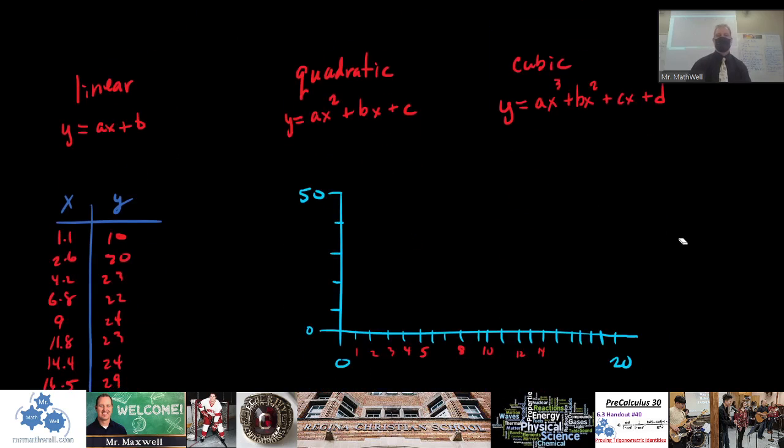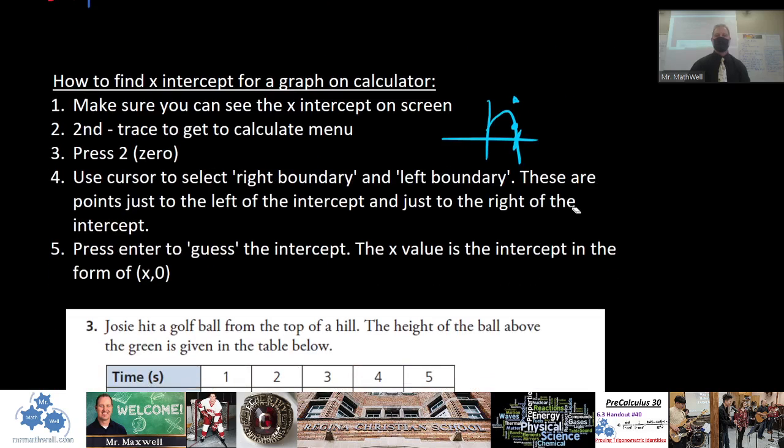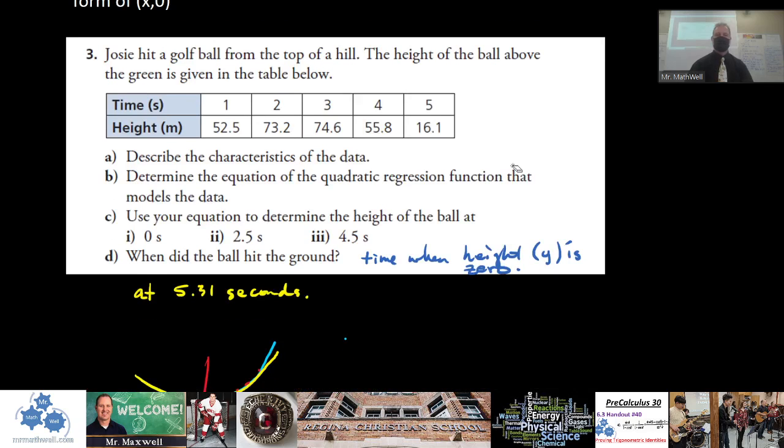And of course, we plotted this, but we also got the calculator to do that for us, right? We found some quadratic and cubic curves of regression with our calculator. So you have to remember how to do that. We also talked about how to find x-intercepts with the calculator, right? Left boundary, right boundary, guess. Talked a little bit about that.